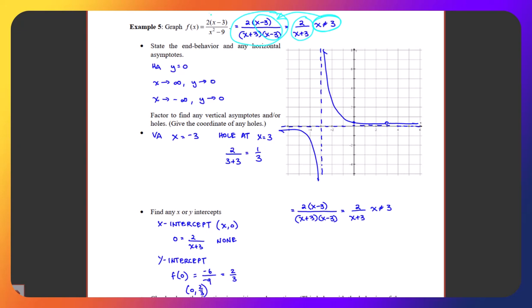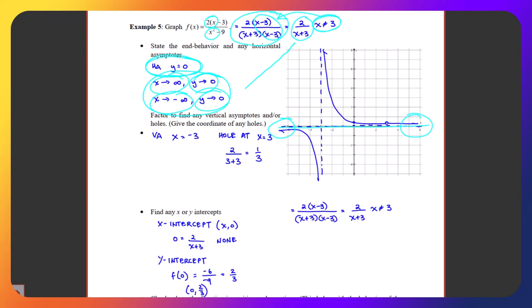The degree of the top is 1, 2x. The degree of the bottom is x squared, or 2. And so it's bottom heavy. And if it's bottom heavy, the horizontal asymptote is y equals 0. And here is the end behavior. To the right, it goes to 0. To the left, it goes to 0.